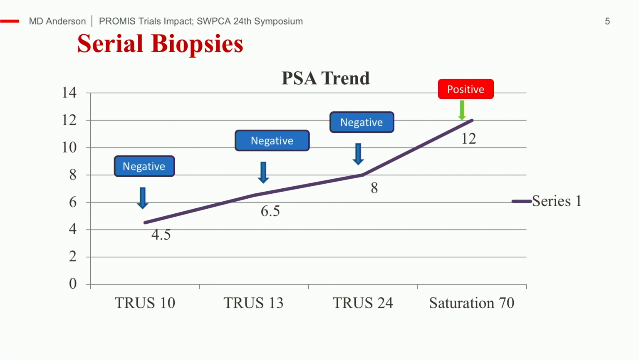This is a typical example of a gentleman who's had a PSA that slowly rises over the years. What we saw when we go back to when I was a resident back in the 90s, we saw that we went from having just a 6-core prostate biopsy all the way up to even a 100-core prostate biopsy, where we're doing these saturation prostate biopsies to identify a prostate cancer.